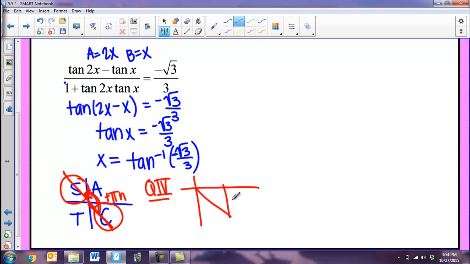So I have tangent is going to be opposite, here's theta. Tangent is going to be opposite over adjacent, and then I can do the Pythagorean theorem and get this last side. So if I did that Pythagorean theorem in here, I would find that this is equivalent to 2 root 3. And this is not quite the ratios that we've seen in the past. However, this is one of our special right triangles.